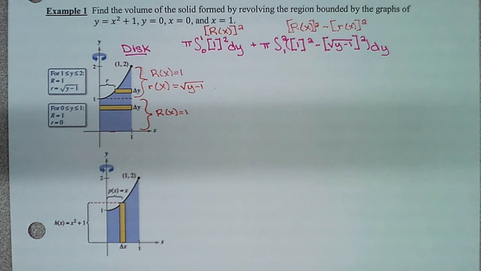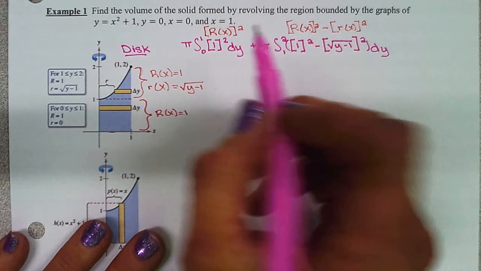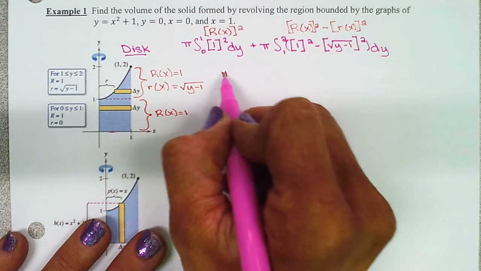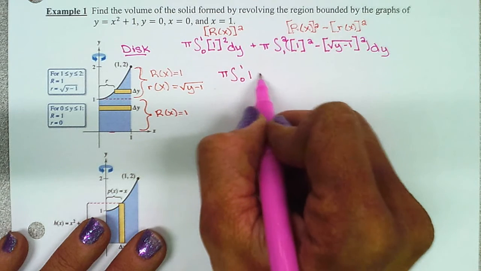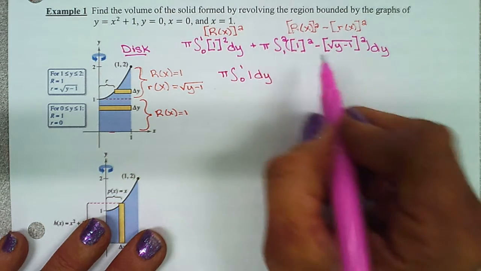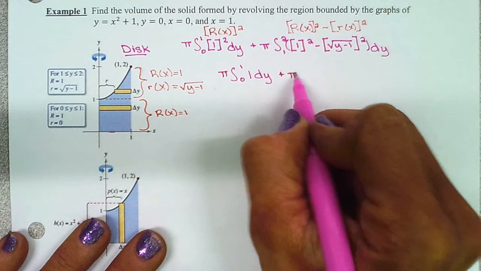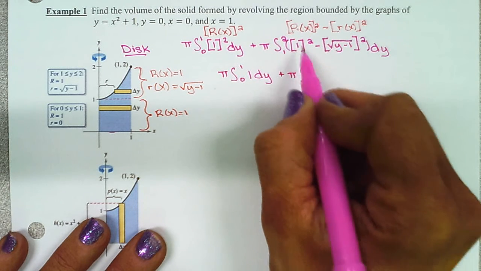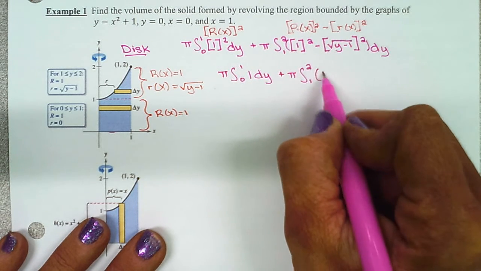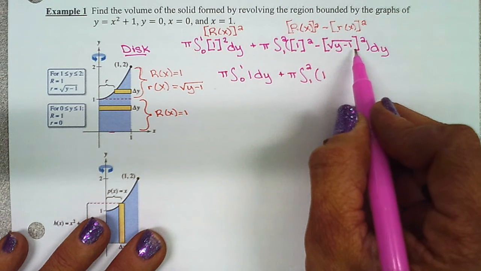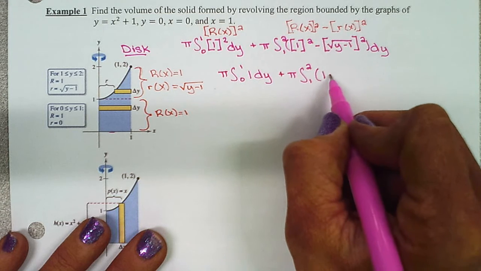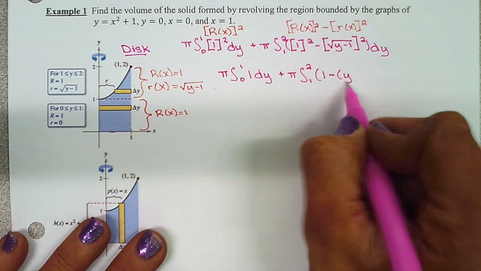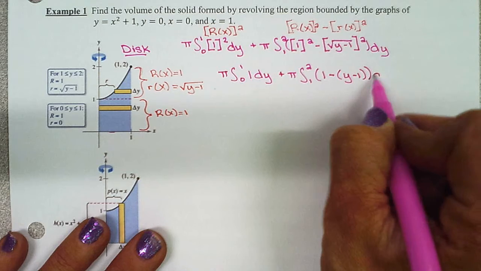All right, so if we continue on then and just do the calculus work to integrate, first thing we need to do is square it. So this is going to be pi times the integral from 0 to 1. 1 squared is just 1, so I'm just integrating 1 dy. Here I've got my pi out in front. I'm integrating from 1 to 2. Here a 1 squared is a 1. And here a square root of y minus 1 squared is just going to be the y minus 1, but it's minus it. So minus the quantity y minus 1 and then dy.